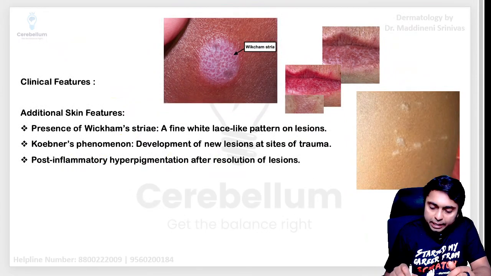Next are the additional features which you have to remember. The additional feature which you have to remember is the Wickham's striae.